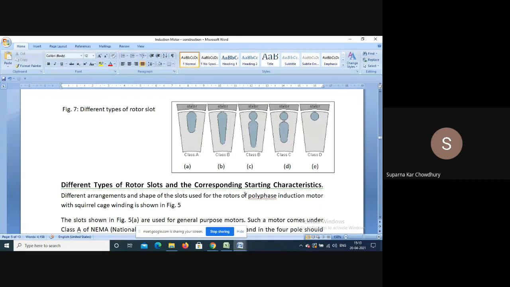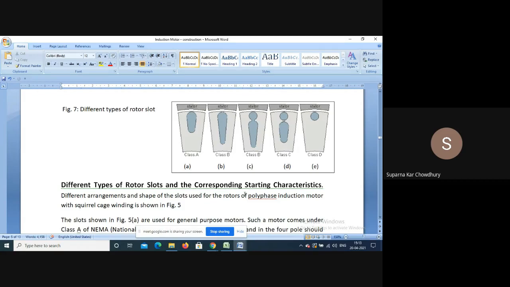The disadvantage, which is absent in the squirrel cage motor, is that in the slip ring motor we have a moving contact, the slip ring and the brush. So there will be wear and tear, which will require constant maintenance. So the slip ring motor is not as rugged as the squirrel cage motor, and for the same rating it is costlier than a squirrel cage motor.